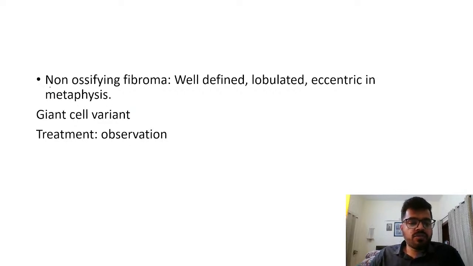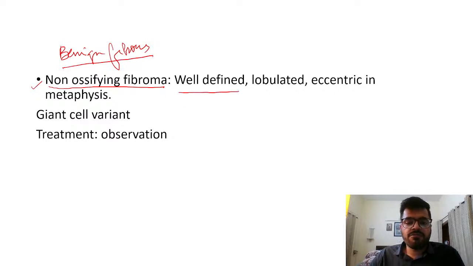Then we have non-ossifying fibroma, another of the benign fibrous lesions. This is a well-defined, lobulated, eccentric lesion in the metaphysis. The importance is that it is a giant cell variant, and the treatment is observation. We usually don't have to do anything with it, we just have to observe.